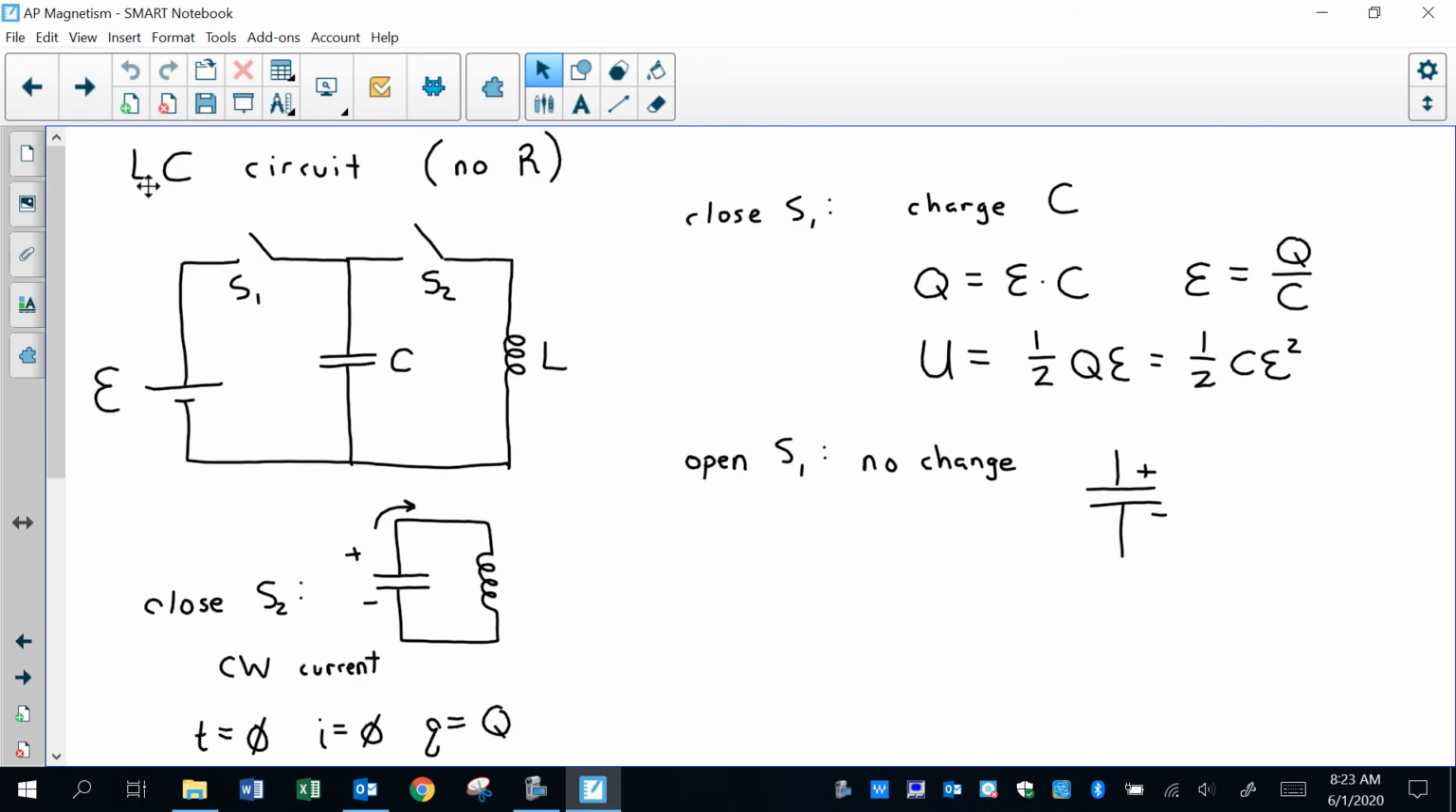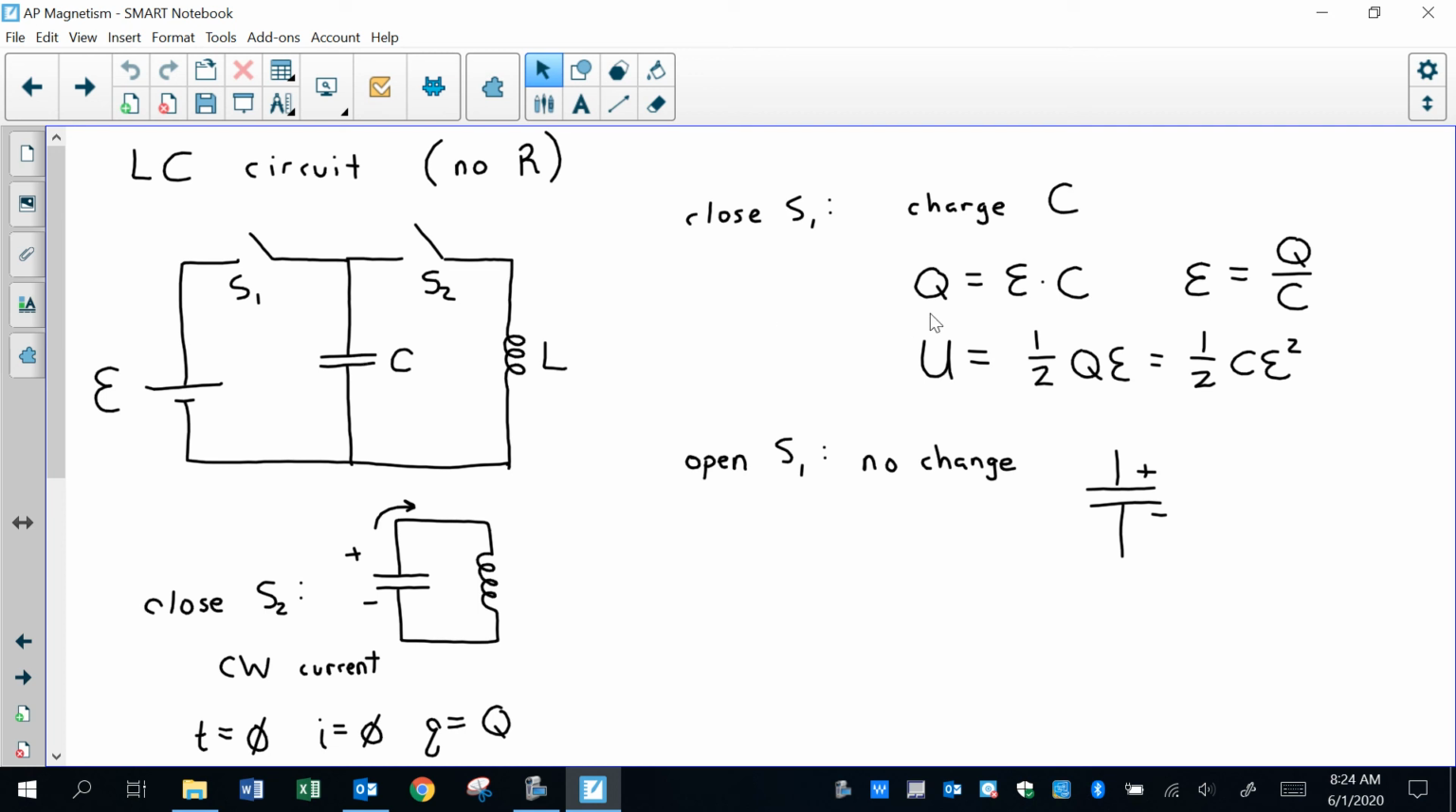So if we have an LC circuit, and this is purely theoretical because you always have some resistance in your wires, right? So if we have no resistance, so maybe you've got a superconductor or something like that, what you're going to do is close S1. Closing S1 just gives us a capacitor system. So this E is going to immediately charge this up because there is no resistance. Charge can flow as quickly as it needs to.